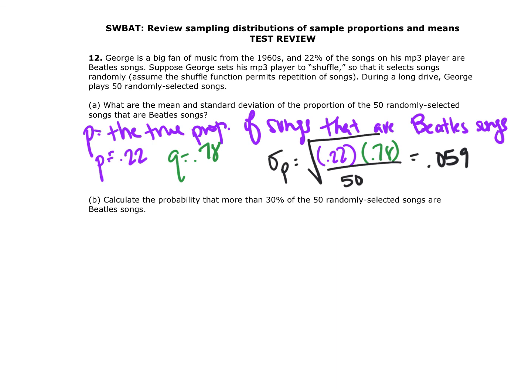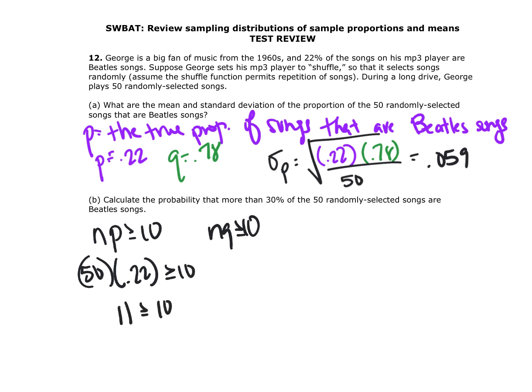Now calculate the probability that more than 30% of these songs are Beatles songs. We know that because, checking our conditions real quick, n times p has to be greater than or equal to 10, and n times q has to be greater than or equal to 10. So let's check that real quick. We have 50 times 0.22, that's equal to 11, which is greater than or equal to 10. That checks out. And then the other one would be 50 times 0.78, which has to be greater than or equal to 10. And that's going to be 39, which is greater than or equal to 10. So both those check out.